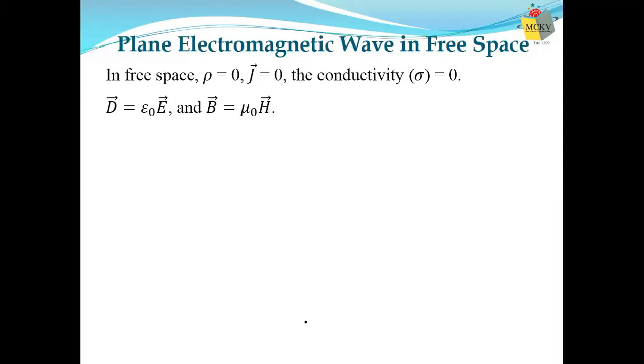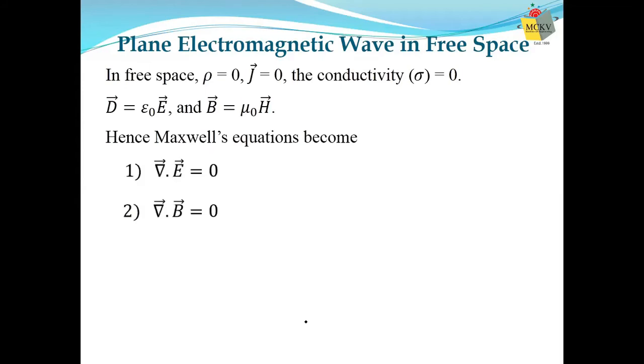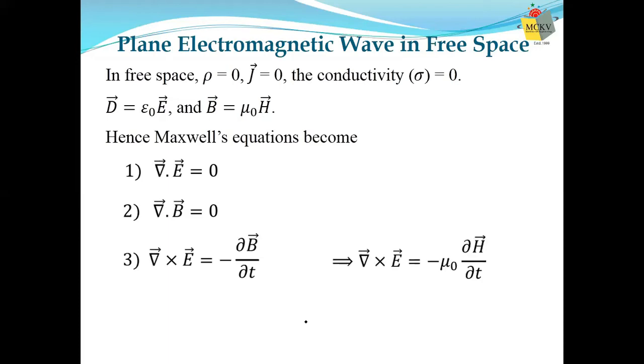We have started with Maxwell's equations. So first two equations, divergence is 0 because in free space there is no charge. Third, curl E equals minus del B by del t, which can be written in terms of H as curl E equals minus mu naught del H by del t. Fourth one was curl B equals mu naught epsilon naught del E by del t. First term on the right hand side is 0 because current density is 0. There is no current in free space.